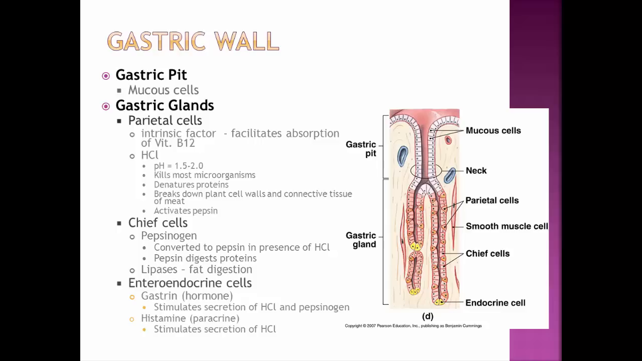Then the last cells in these gastric glands are the enteroendocrine cells. These guys you can see down here at the bottom of the gastric gland. They produce the hormone gastrin. Gastrin helps stimulate secretions of hydrochloric acid and pepsinogen. It's all about revving the stomach up. It also produces histamine as a paracrine, and that's to help stimulate the secretion of hydrochloric acid.